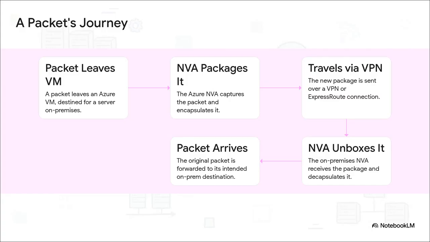Let's actually follow a piece of data on its trip. Okay, so a packet leaves a VM in Azure, and it's headed for a server back on-prem. The NVA in Azure grabs it and wraps it up inside a new packet. That's the encapsulation, our envelope. This new package then zooms across your secure connection, maybe a VPN or an ExpressRoute link. When it gets to the other side, the on-prem NVA catches it, unboxes it, that's decapsulation, and sends the original untouched packet on its way. To that server on-prem, it looks like the packet just came from the server rack next door.